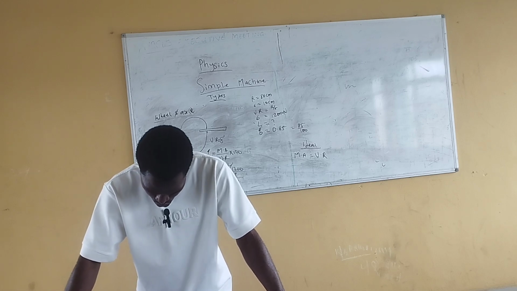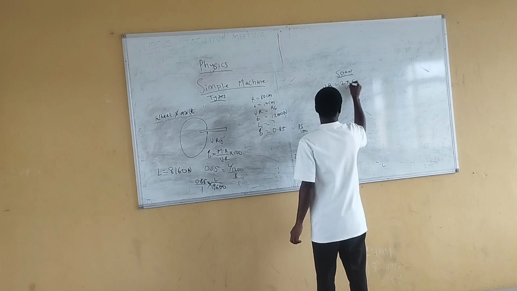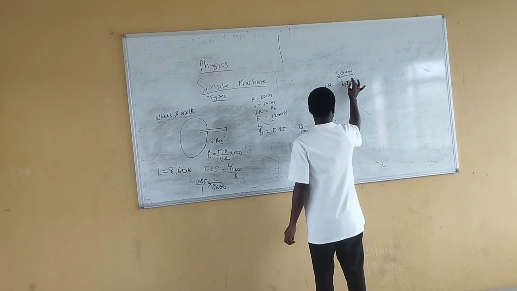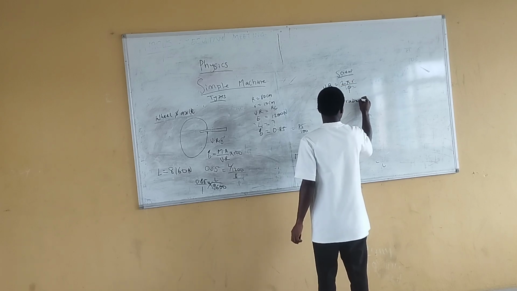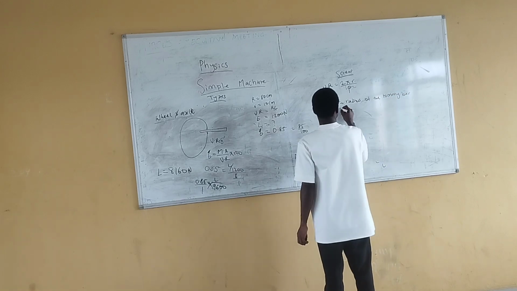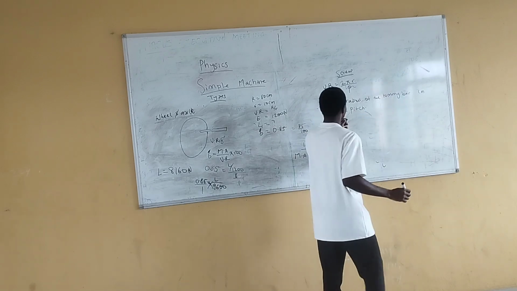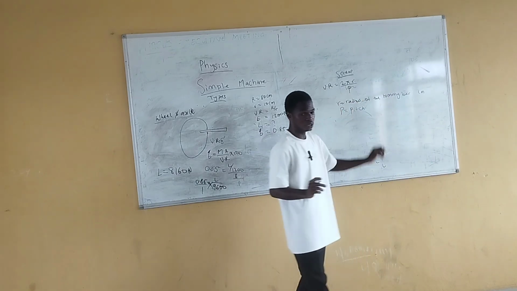The next topic now is the screw. In a screw, the velocity ratio is equal to 2 pi r over p. The r here is the radius of the tommy bar, and p is the pitch. So in the question, you look out for these two things. This one is in cm. In the question, look where you see it.